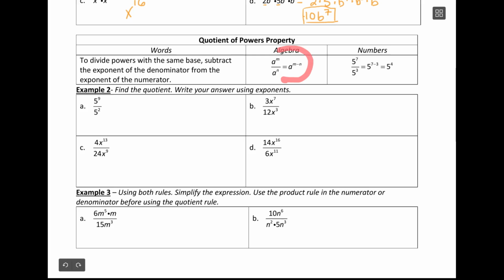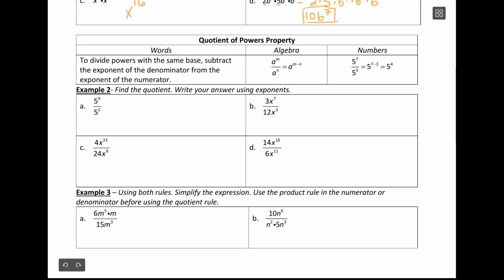In algebra, as long as the bases are the same, if you're dividing, it's really important that the exponent in the denominator is the one that goes second. So for a to the m over a to the n, it's m on the top minus n. The order matters here. With numbers, if I've got 5 to the 7th divided by 5 to the 3rd, I get 5 to the 7 minus 3, which is 5 to the 4th.